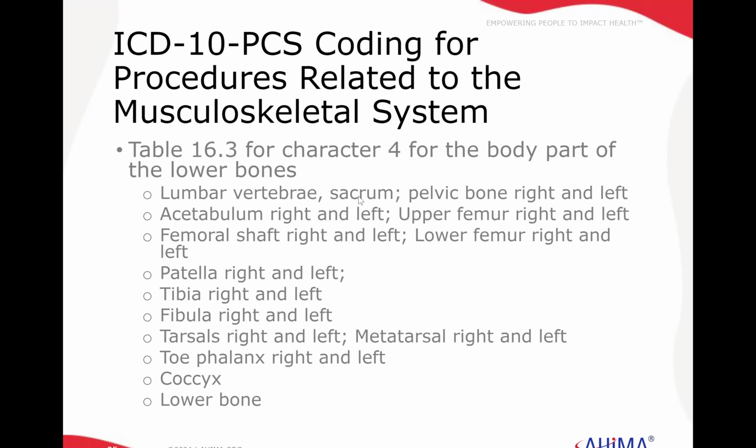Now that we've covered the first three characters, we have the fourth character, which is the body part. Here is where things can get very complicated in terms of, is it the knee or is it the patella? If we figured out that it's the patella, is it the right patella or the left patella? And we need to read this very, very carefully. For those of you who haven't taken anatomy in a little while, it may be helpful to have a medical dictionary with you. Let's take a look at table 16.3 in your text to see the fine level of detail for the fourth character.